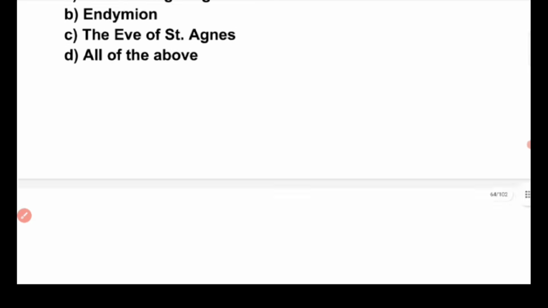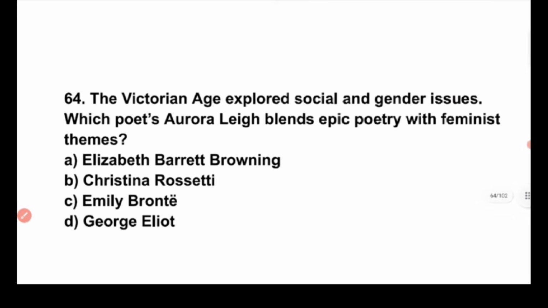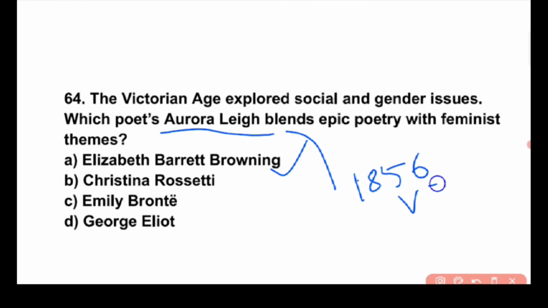Next, the Victorian age explores social and gender issues. The poet whose Aurora Leigh blends epic poetry with a feminist theme? Answer A, Elizabeth Barrett Browning. Aurora Leigh, 1856, is a verse novel advocating women's independence, a canonical Victorian work.